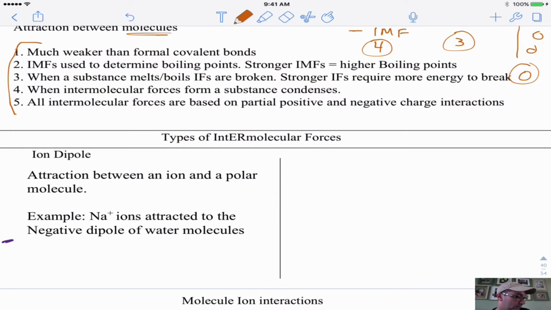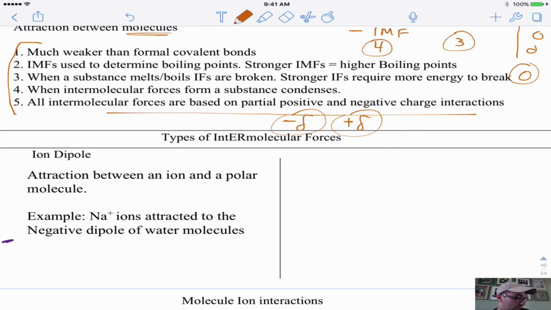Now, all the intermolecular forces that we're going to look at are based on attraction. You'll remember in the first part of this chapter, we were drawing partial positives and partial negatives. And so the partial positives and partial negatives that we drew are what are going to attract molecules together. And I'm going to go through each type.